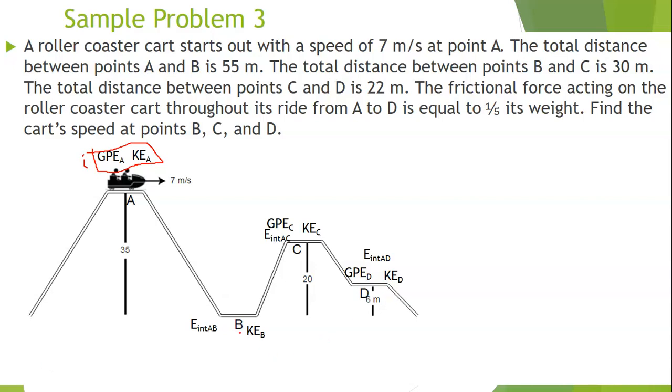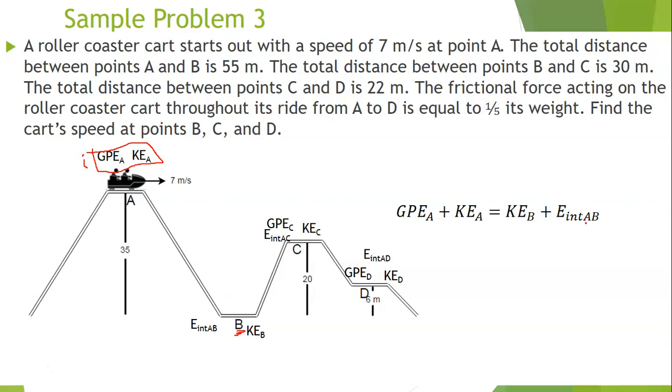So we want to just start by finding the speed at point B. So we're going to set the initial GPEA plus KEA equal to the final scenario, which is KEB plus E int AB.